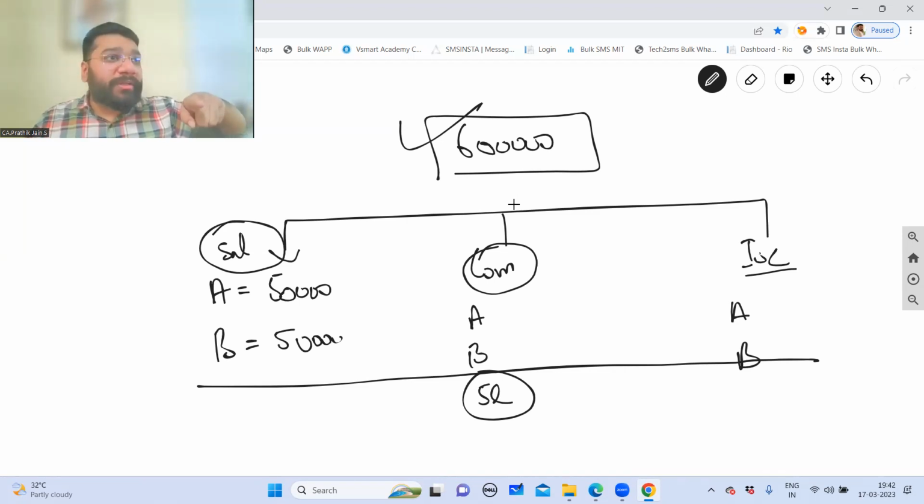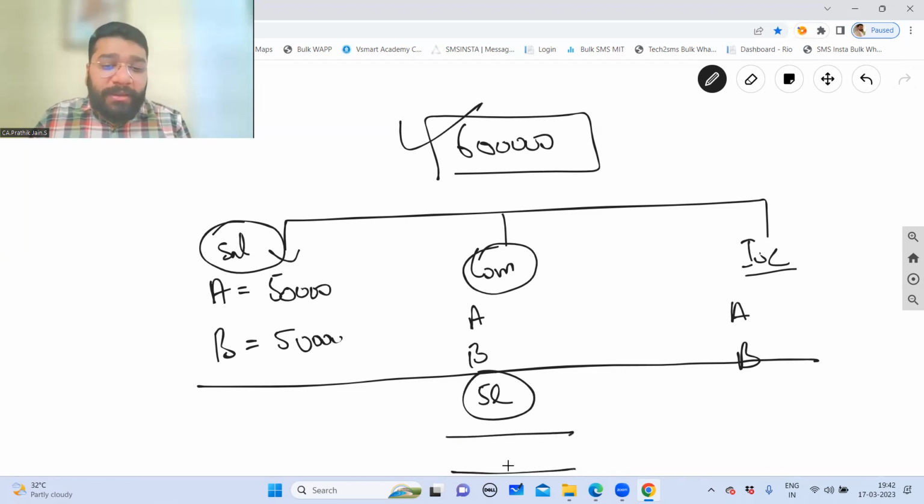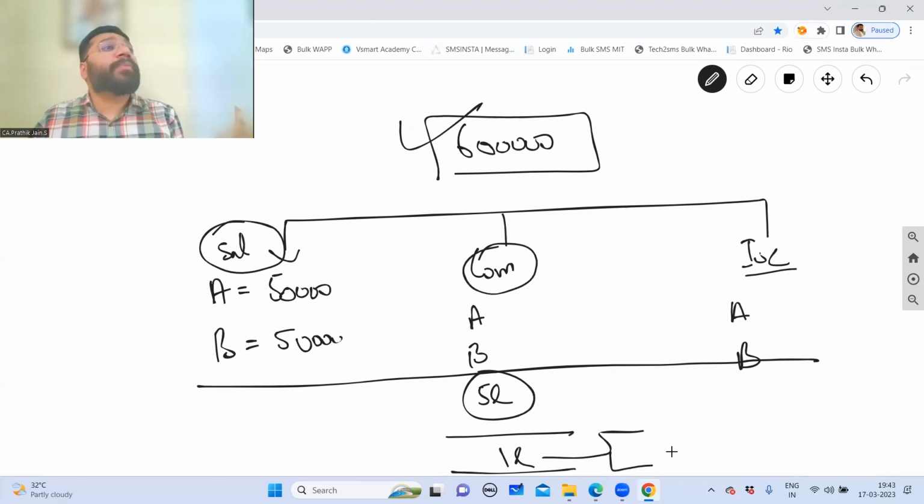Despite this distribution, I still have one more lakh left. So this 1 lakh you will distribute in the profit sharing ratio. Let's suppose the profit sharing ratio is agreed equal. So you will distribute this in the ratio of 1:1, 50-50.